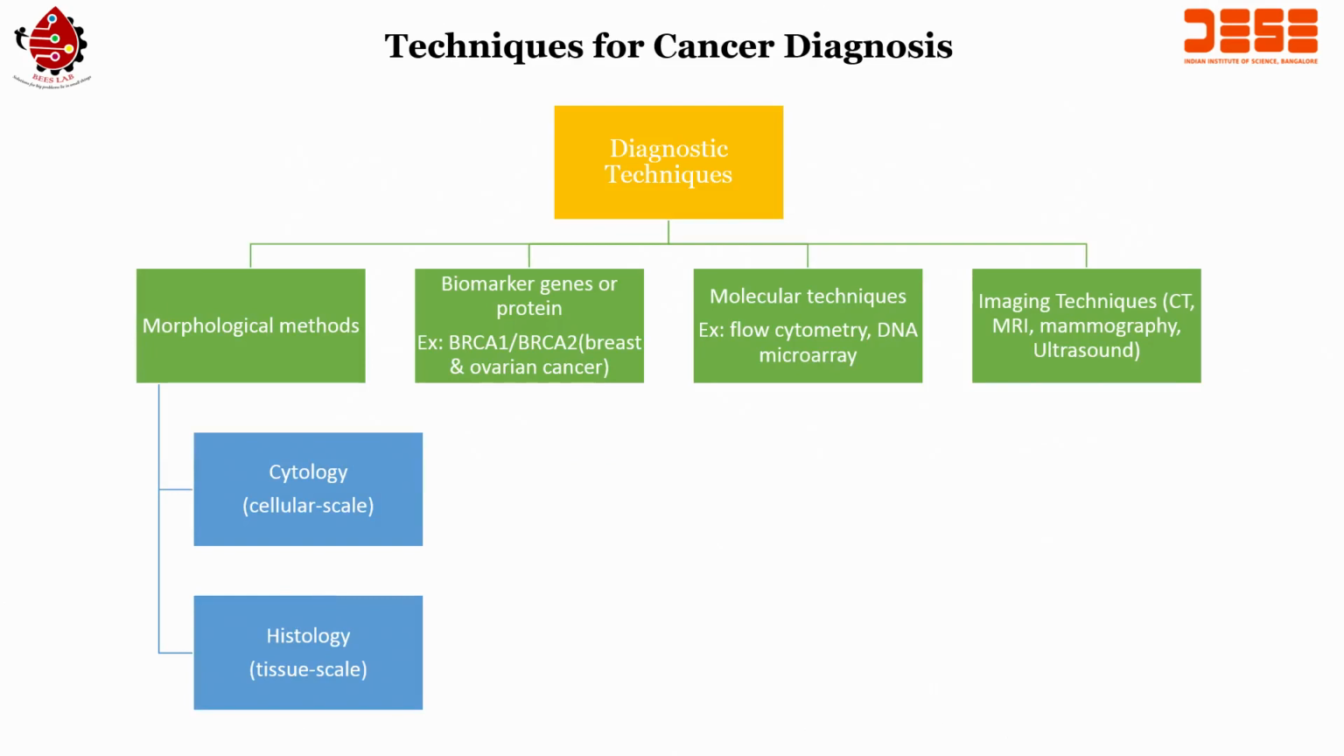So, techniques for cancer diagnosis. Here what we see is that there are several techniques, as you can see in the slide, which are called diagnostic techniques. The first one is morphological methods, looking at changes in the morphology of the cells and tissues. The second one is on biomarkers, genes or proteins, and what the changes in the protein are. The third one is on molecular techniques like flow cytometry and DNA microarray. The fourth one is on imaging techniques like CT, MRI, mammography, and ultrasound. So, these are the 4 different diagnostic techniques.